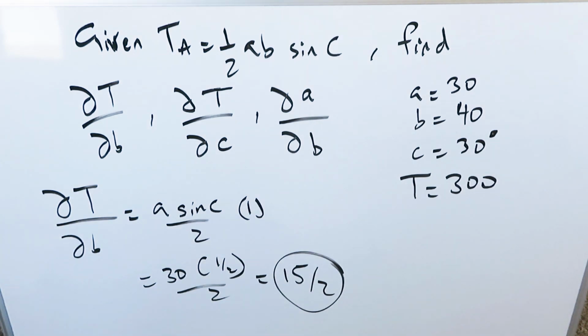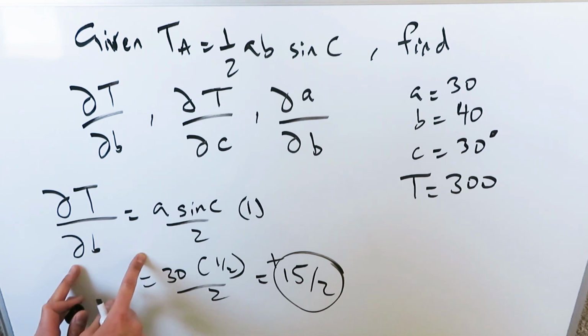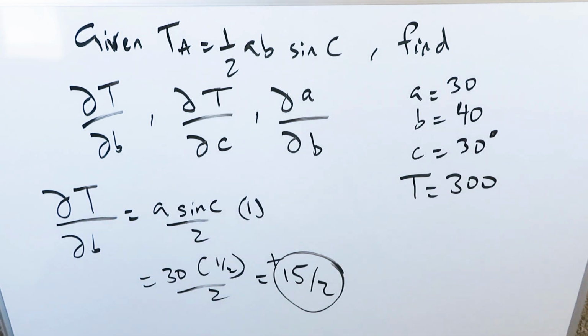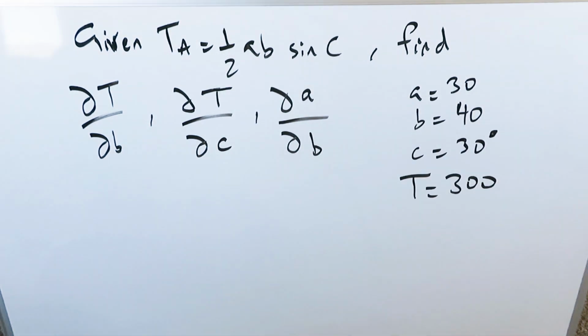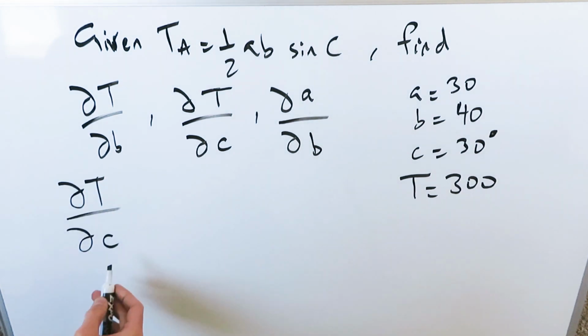We're not focusing too much on units, but keep in mind it's a positive value. We are looking at a representation which is positive. As the B dimension increases, so must the area. It will be correct. Look at this next one, the partial derivative of T with respect to C.